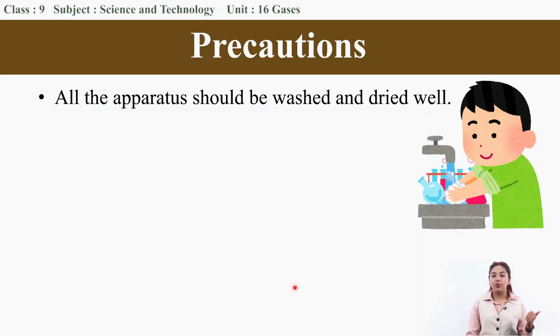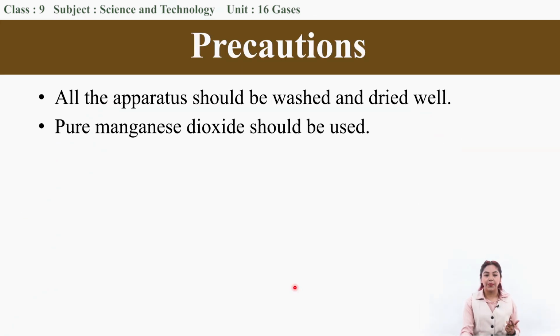The first precaution is all the apparatus should be washed and dried well. Pure manganese dioxide should be used. Why? Because manganese dioxide is a positive catalyst. It is used to increase the rate of the reaction. If pure manganese dioxide isn't used, then it might not increase the rate of reaction to our liking. That's why pure manganese dioxide should be used.